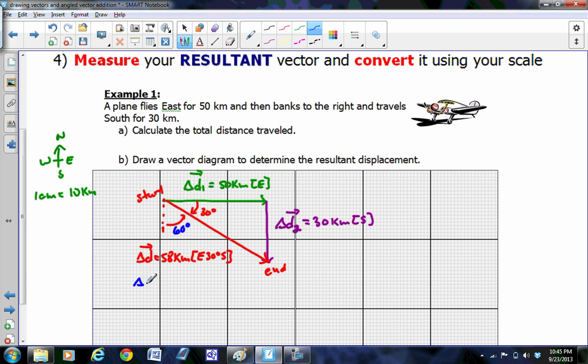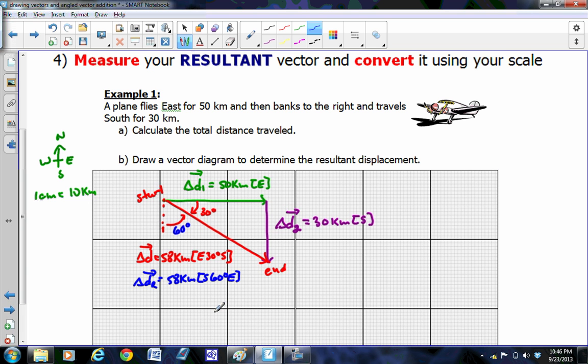So another way of writing this, DR is 58 kilometers south, because I'm measuring from the south, 60 degrees over to the east. So south, 60 over to the east. Both of them are exactly the same thing. It's just two different ways of measuring. One, I measure from the east. The other, I measure from the south. But both answers would be correct. So it really doesn't matter which way you write them down.